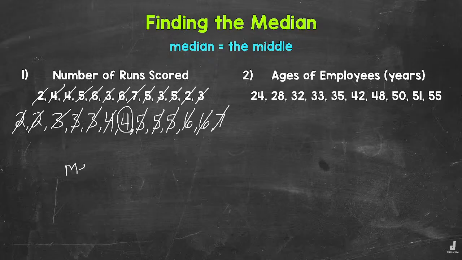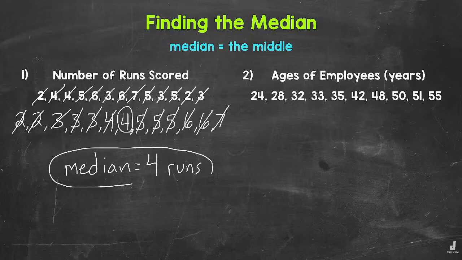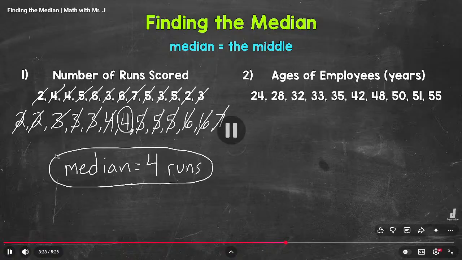So the median is 4, and we can label this runs. However we think or work through this, we get to the middle value of 4. And again, this is our median. It's the middle. It splits the data in half. Now for number 1, since this data set had an odd number of values, 13, there was one value sitting in the middle. Let's move on to number 2, where we will have an even number of values.